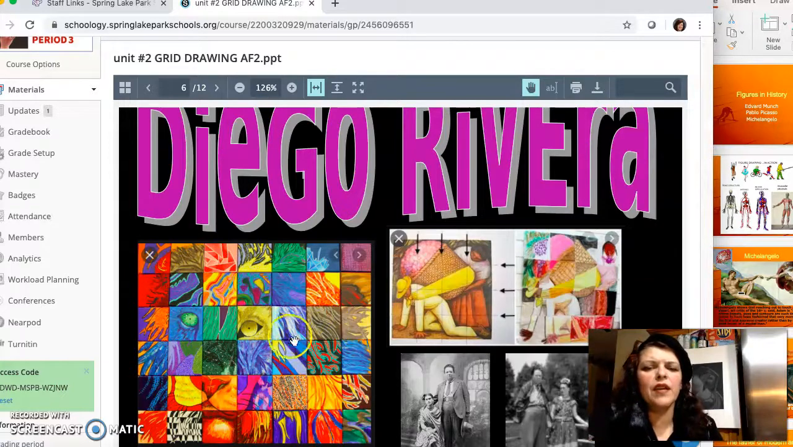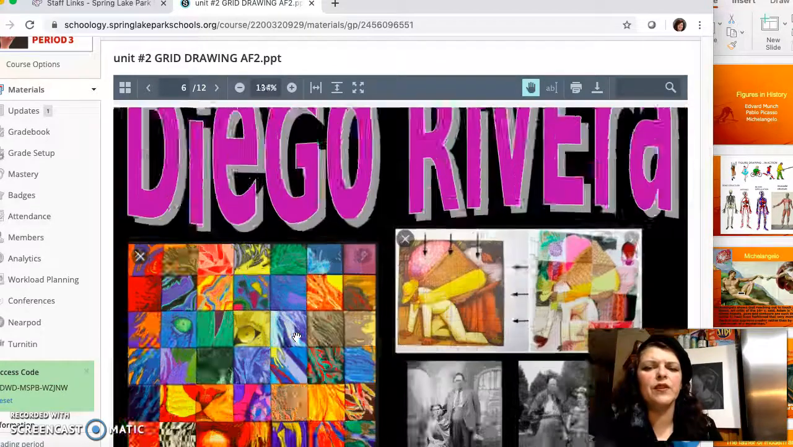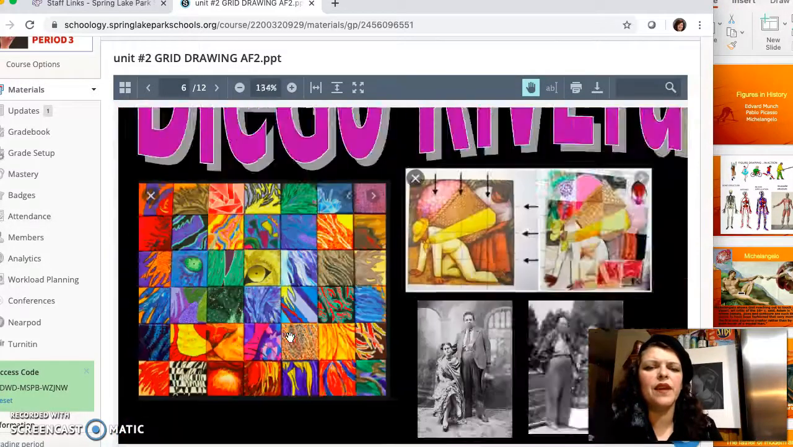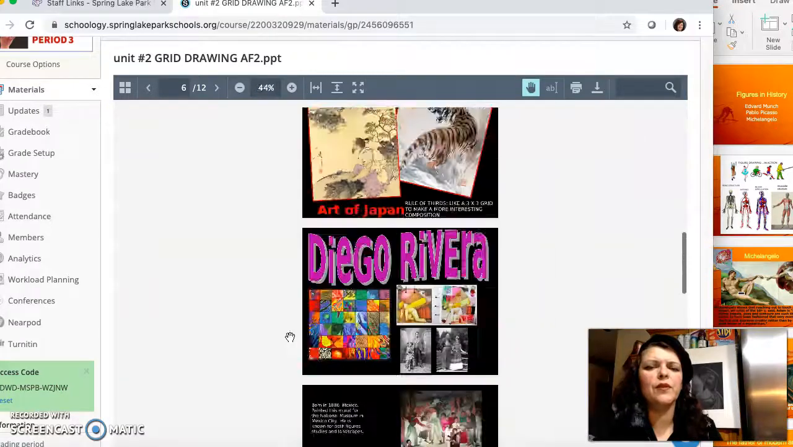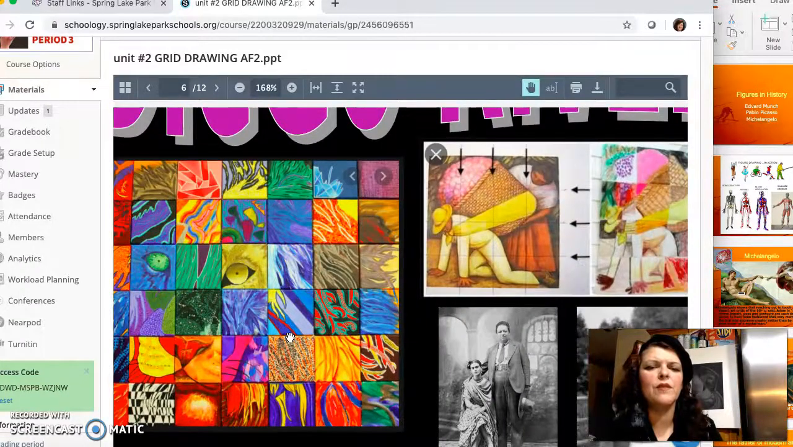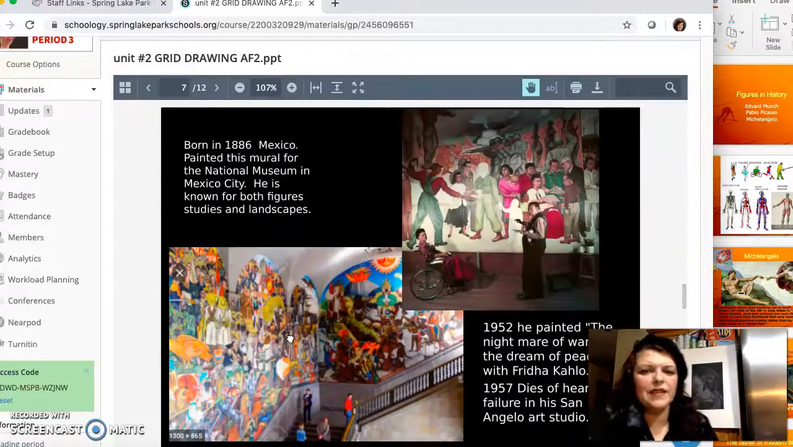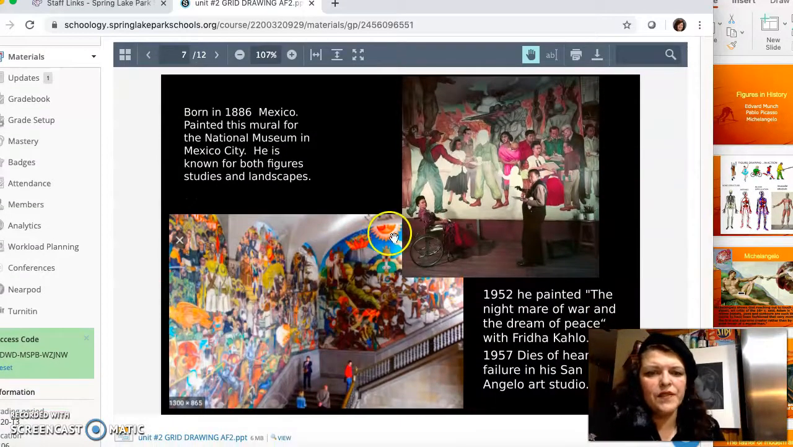Some of you are looking at this lion here, if I make this bigger, and think, hey, I could do something like that. Yes, you can. Human or animal. Now I can't get it back to normal. Let me just tweak it a little bit more. Okay. Oh my. Alrighty. So the next one here, Diego Rivera.